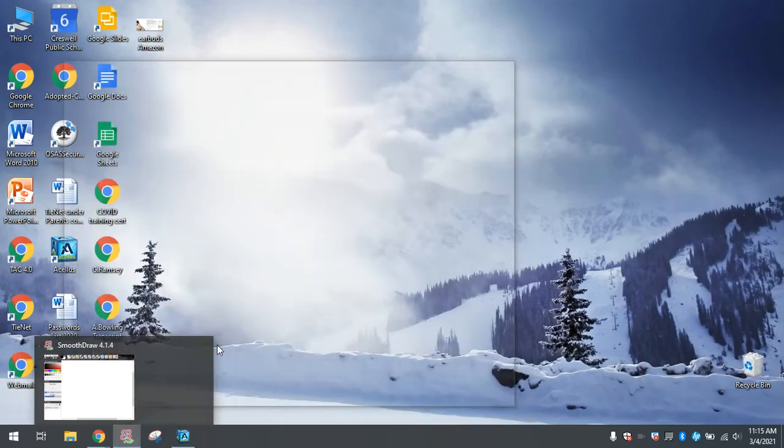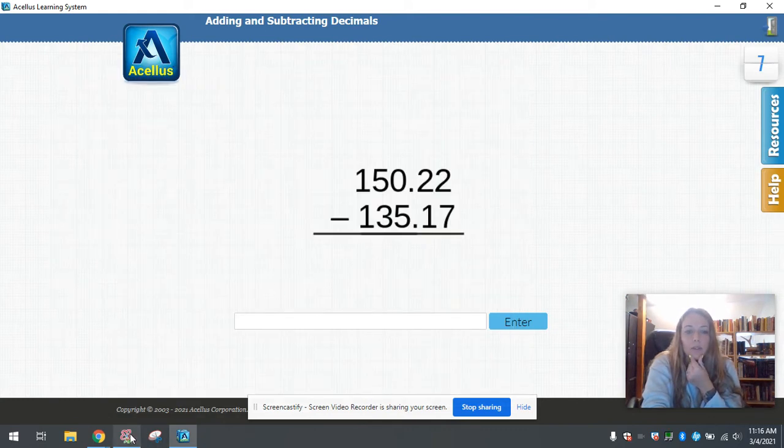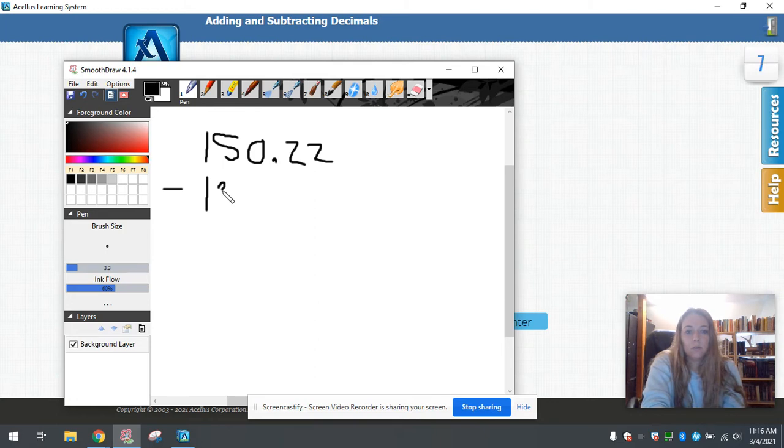150.22 minus 135.17. I'm going to post a video later talking about the place value of these numbers and decimals, but decimals are like fractions where they tell you a part of a whole.